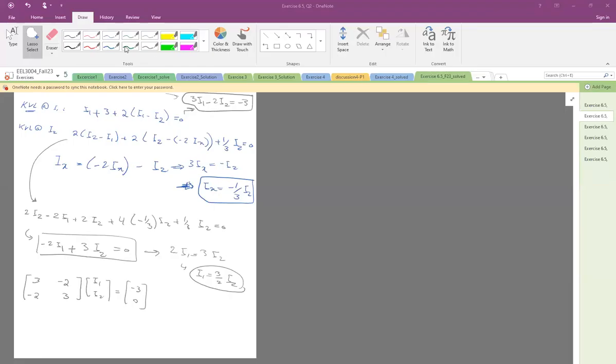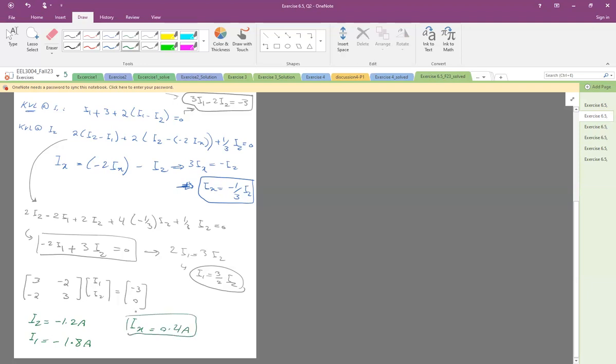Okay, so either way, you're going to calculate that I2 is minus 1.2 amp. Then I1 is 3/2 times I2, which gives me minus 1.8 amp. And Ix, we were supposed to find Ix. Ix is minus 1/3 of I2. Calculate that, you get 0.4 amp.